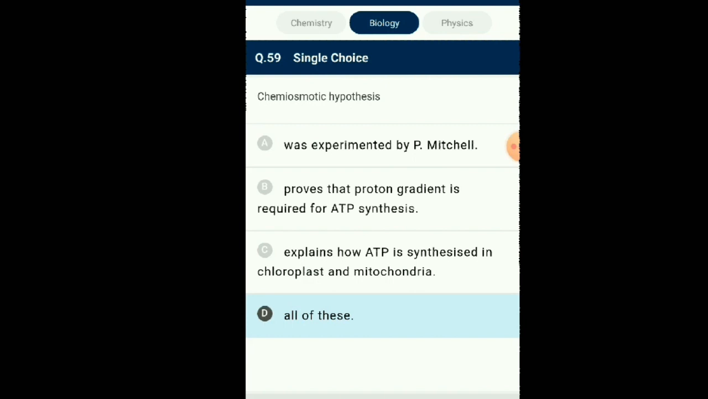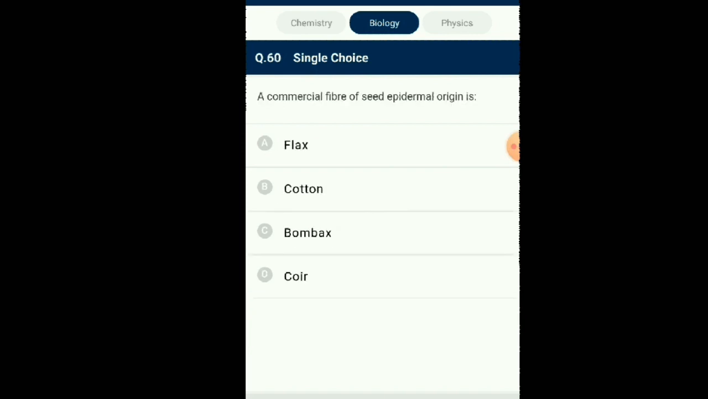All of the above are related to the chemiosmotic hypothesis. Question number 60. A commercial fiber of seed epidermal origin is. Cotton is a soft fiber which grows in a protective capsule around the seeds of the cotton plant of the genus Gossypium. The fiber is almost pure cellulose. Under natural conditions, it increases the dispersion of seeds, and the fibers of cotton are long, single-celled epidermal cells. So the answer is option B, cotton.